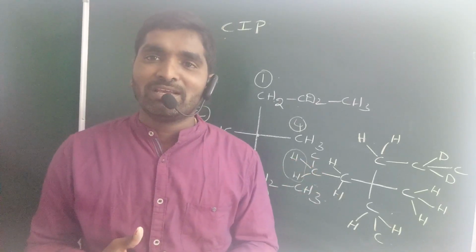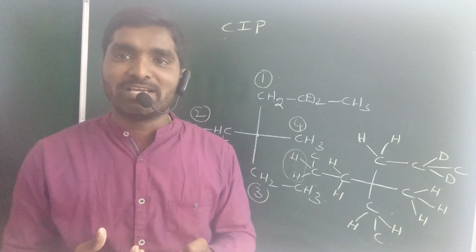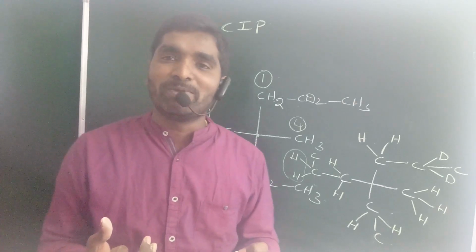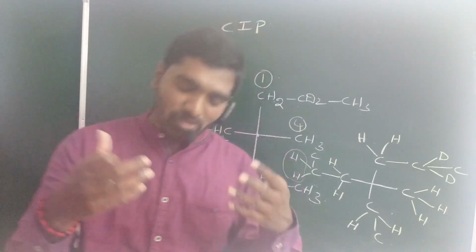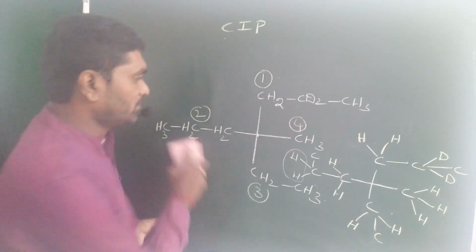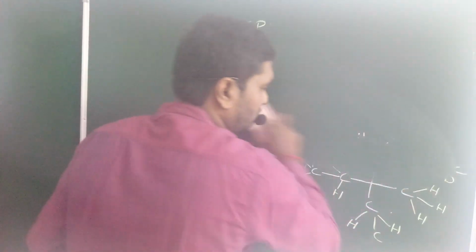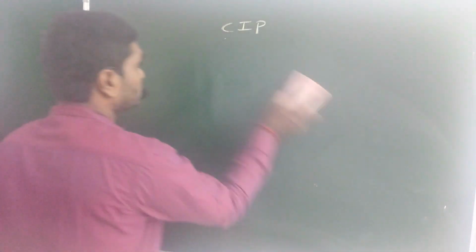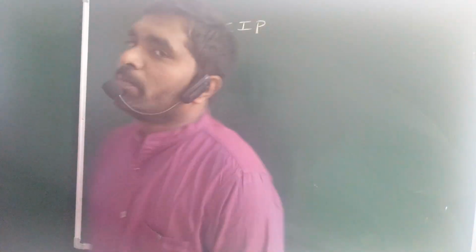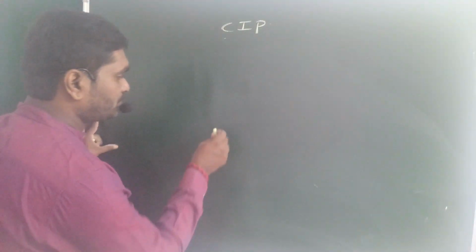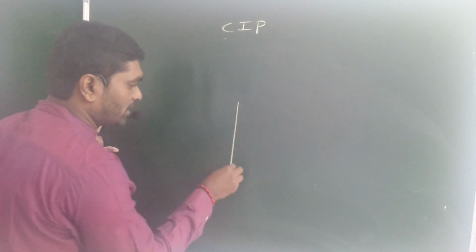When you know the RS nomenclature, you can find the enantiomers, you can find the diastereomers. Okay. So next one. Next, another most important one. Another example.